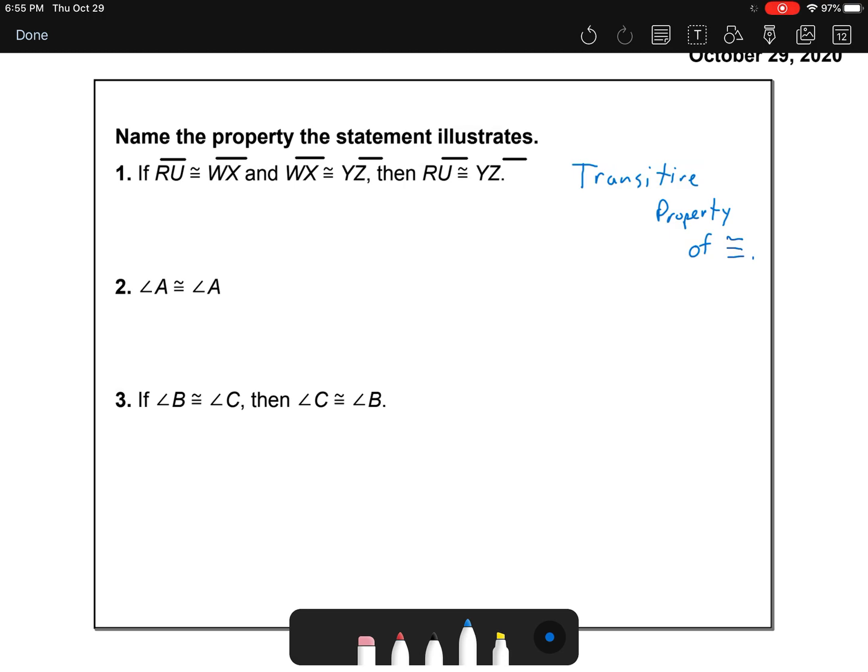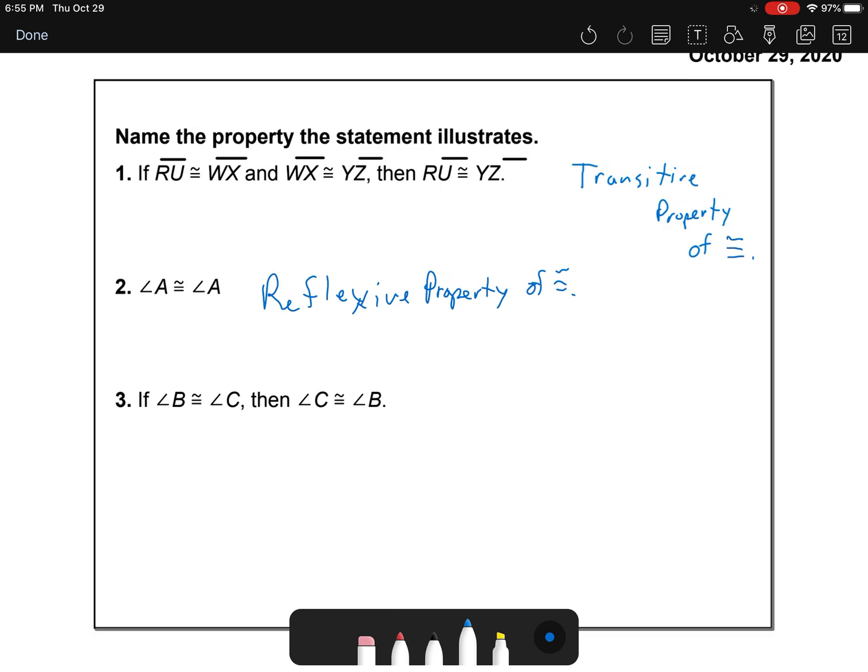Does anybody remember number 2? Angle A is congruent to angle A. You are equal to yourself. That is the reflexive property of congruence.